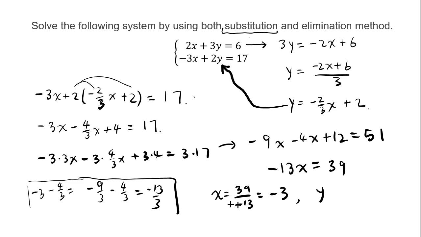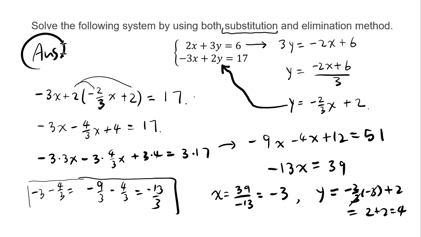Okay, so you have x equals negative 3, and then y equals negative 2/3 times x, but we just found out that x is negative 3, right? Plus 2. Negative times negative is positive. 3 cancels, so you end up with plus 2, which is 4. So the answer would be x equals negative 3 and y equals 4.